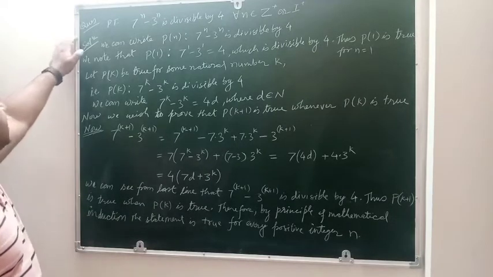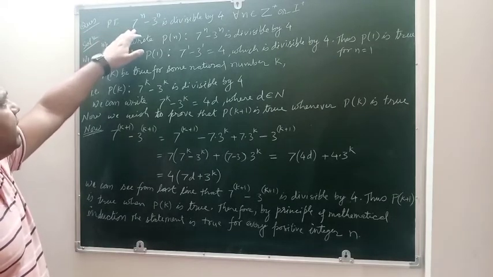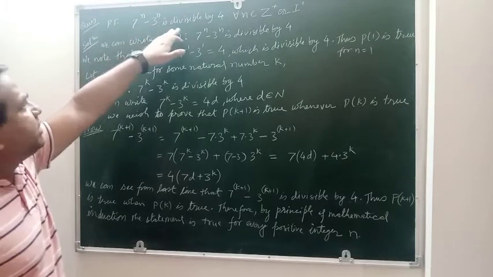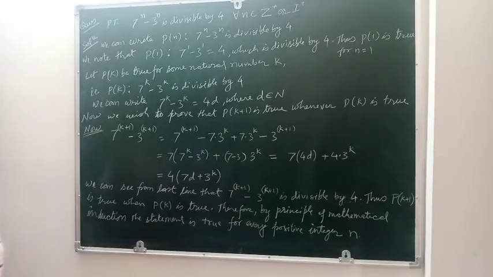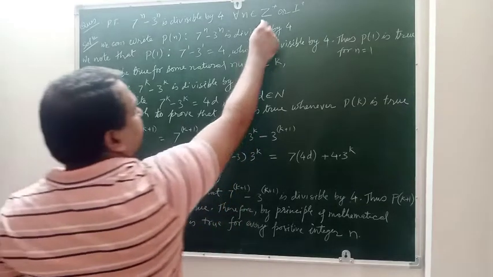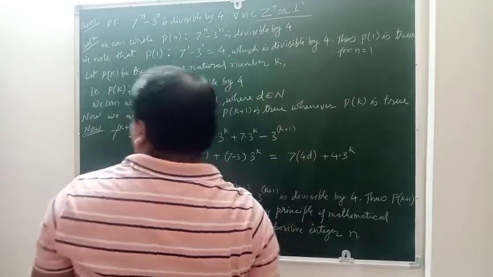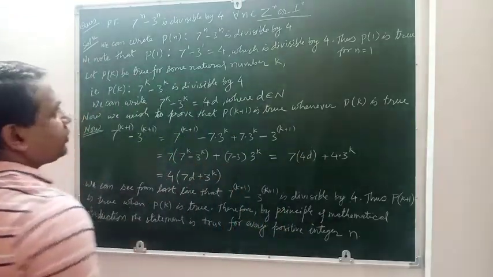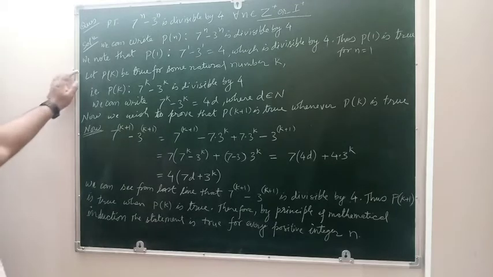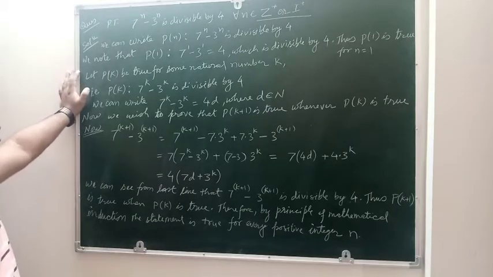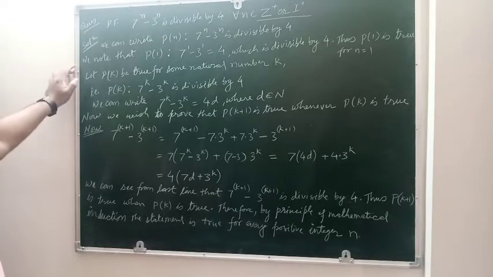Now the next question is, prove that 7 power n minus 3 power n is divisible by 4 for all n belongs to positive integer, that is represented by Z plus or I plus. You can choose any one of these two. Both are good, and both are true. You can use any one, Z plus or I plus. Okay, now we will move to the solution.